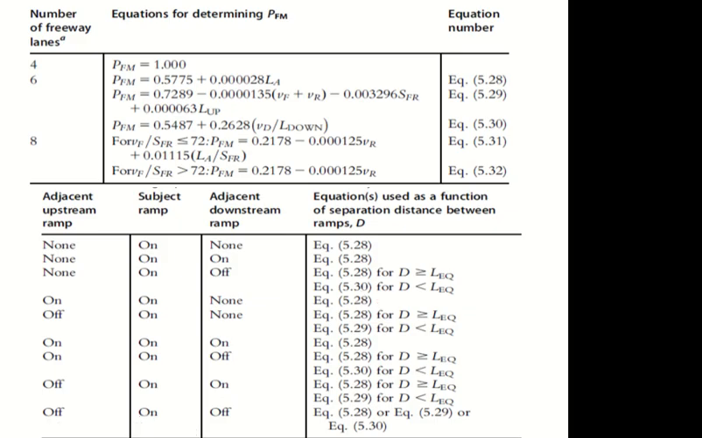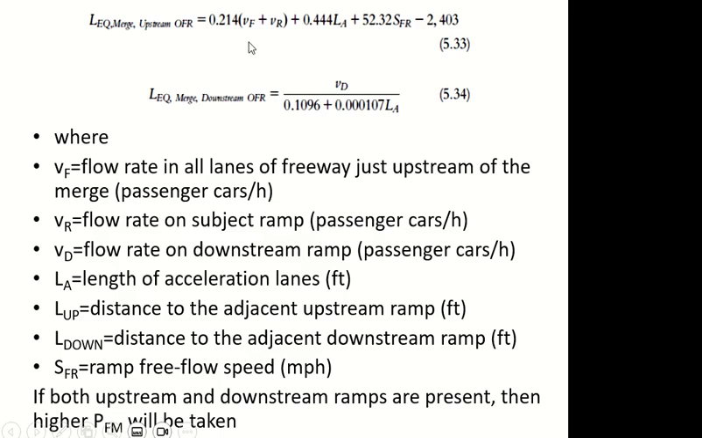Okay, which one? This will depend upon D and LEQ. Okay, what is D? D is the distance between these 2 ramps, the subject ramp and the off ramp. So the distance between the 2 ramps which you are comparing, which you are putting here. So that will be D. What is LEQ? LEQ will come from these equations.